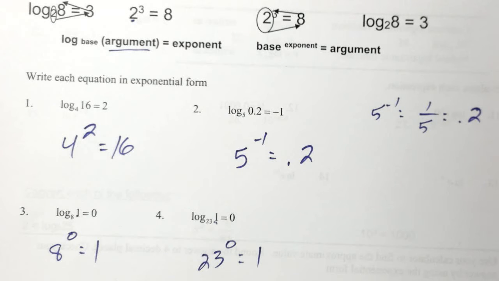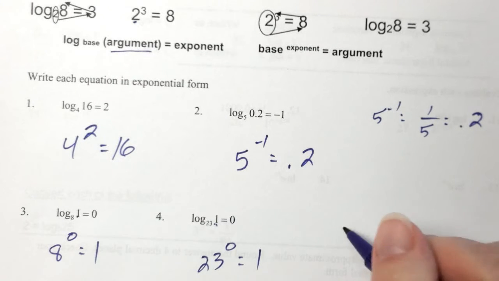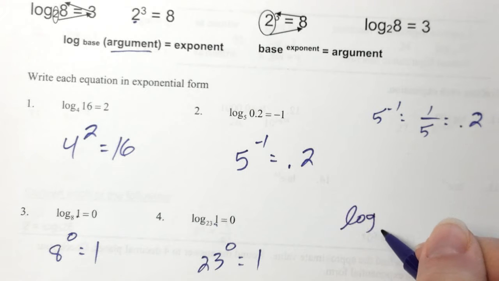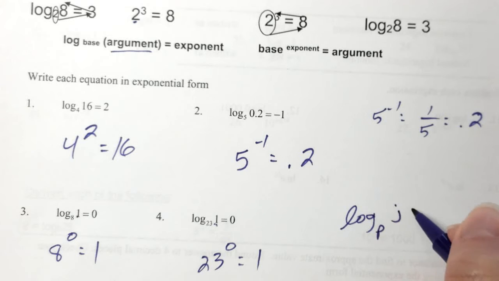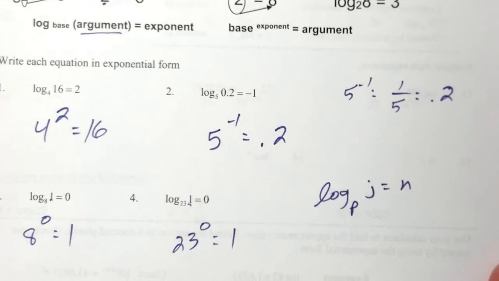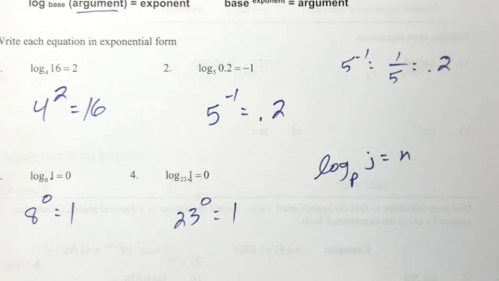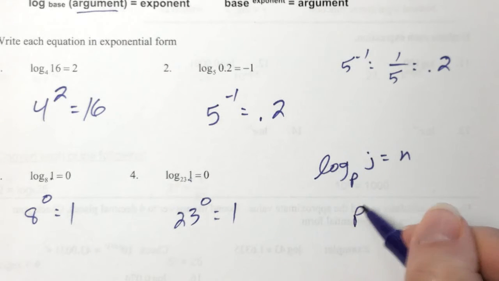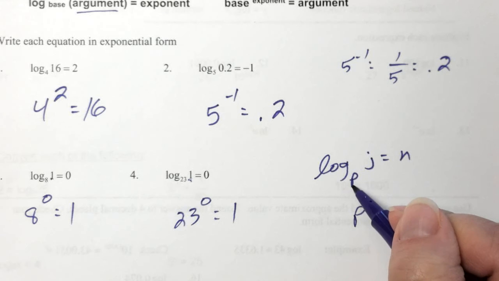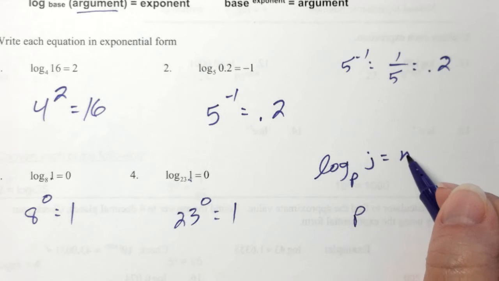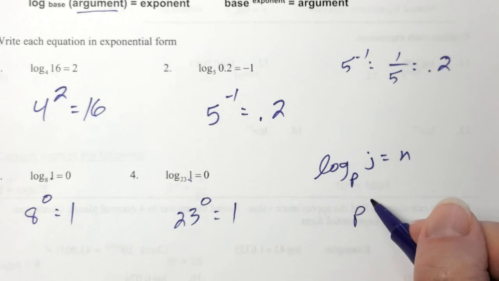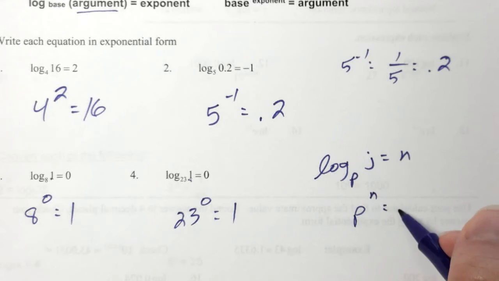Notice that on a test, I might not give you numbers that you recognize. It might say log base P of J equals N. So could you convert that log equation into an exponential? Sure you could. The base of the exponent is the base of the log. The whole point of a log is to get the exponent by itself, so N must have been the exponent, and the argument is the part that would be by itself.